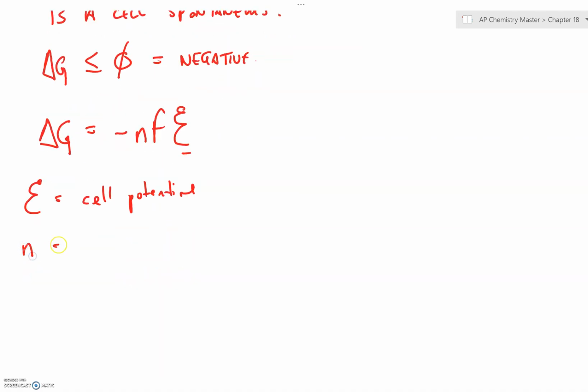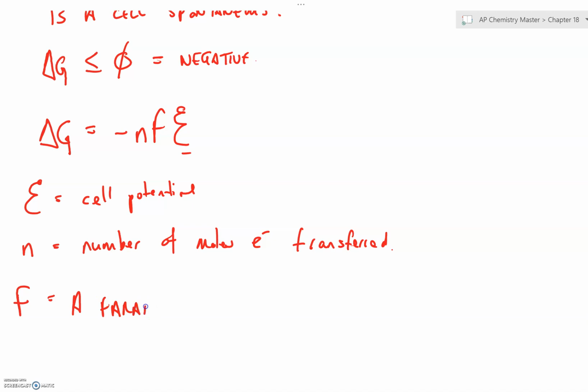This N is going to be the number of moles of electrons transferred in the cell reaction. This F is a unit of charge per mole of electrons. It's called a Faraday, and it has a pretty interesting unit. 1 Faraday is equal to 96,485 coulombs per mole of electrons.